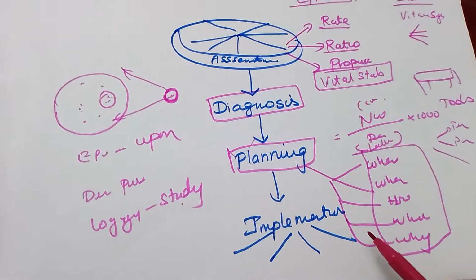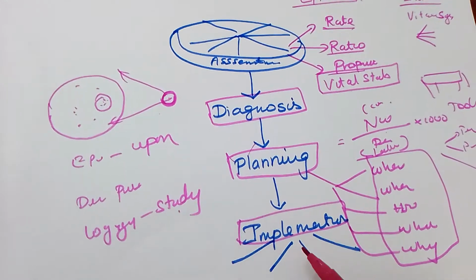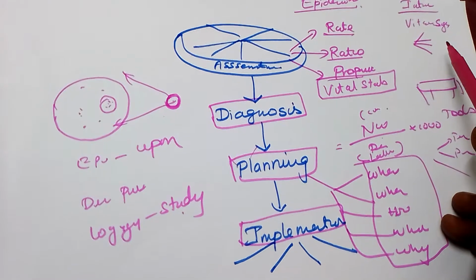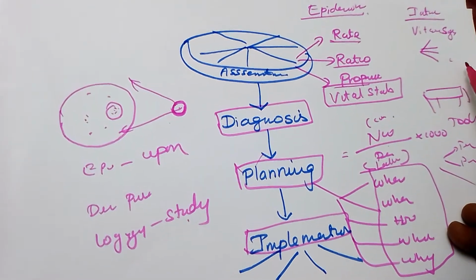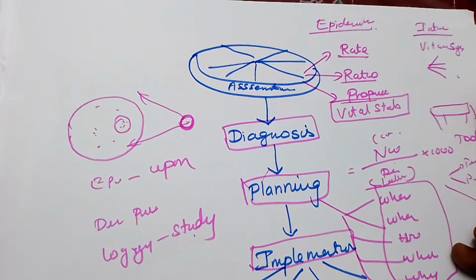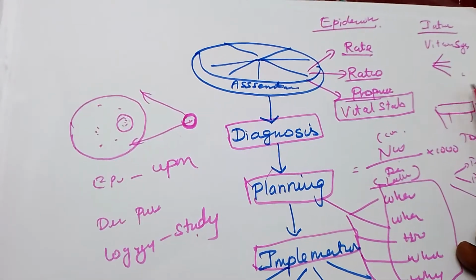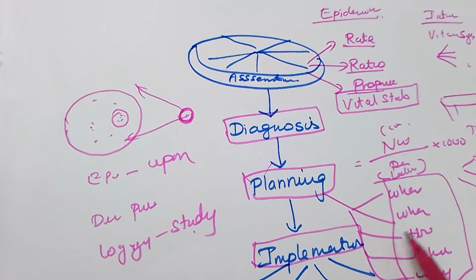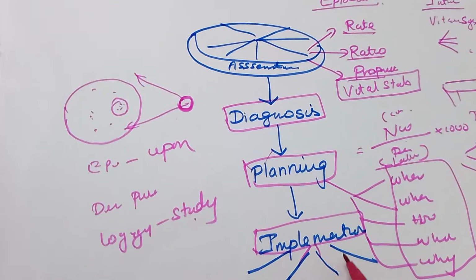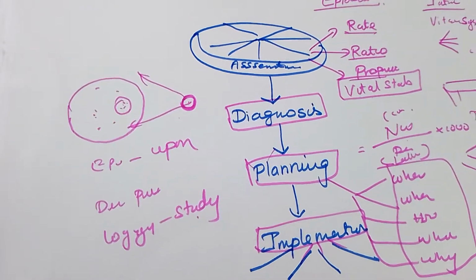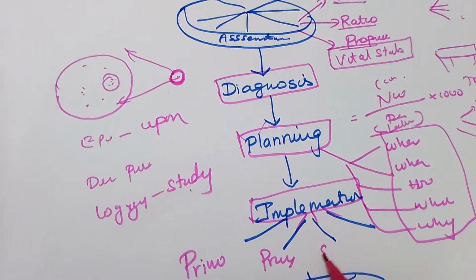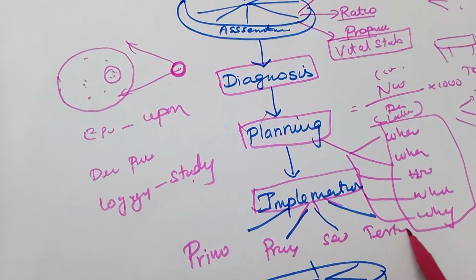Then this implementation will differ. If it is an individual implementation, maybe if they are diagnosed with a temperature or COVID-19, whatever it may be, that will be given individually, like tepid sponging, cold sponging, whatever medicine for the individual. But it is a community. In the community, you have to see there are always 4 aspects of implementation. What is that? Primordial, primary, secondary, and tertiary implementation.